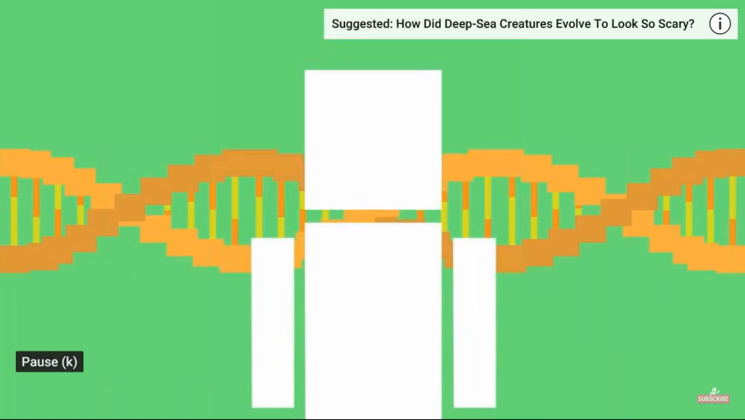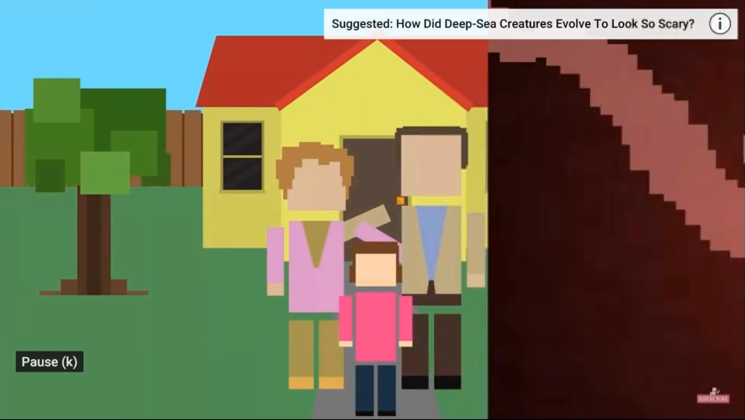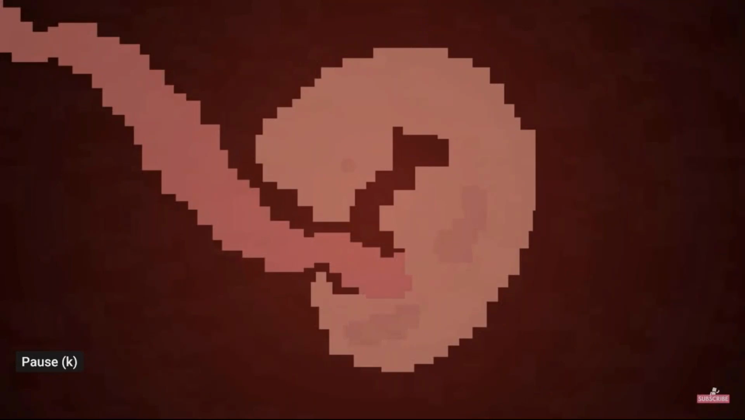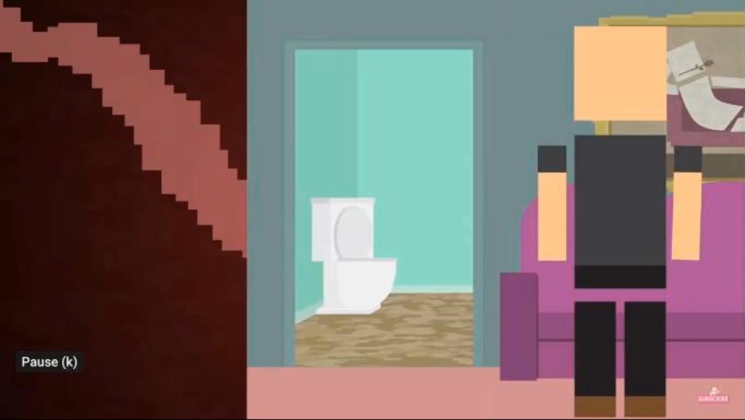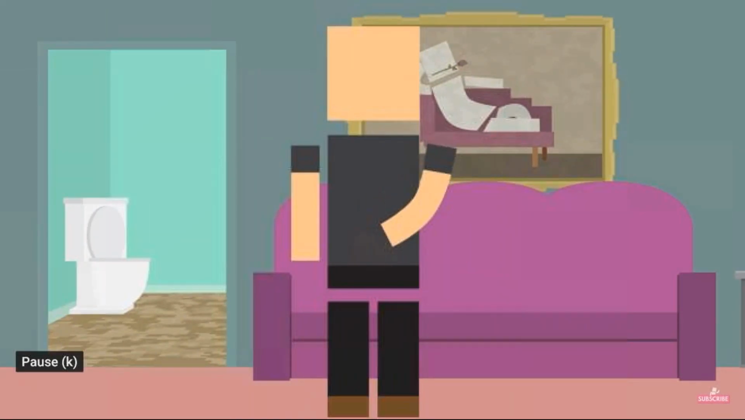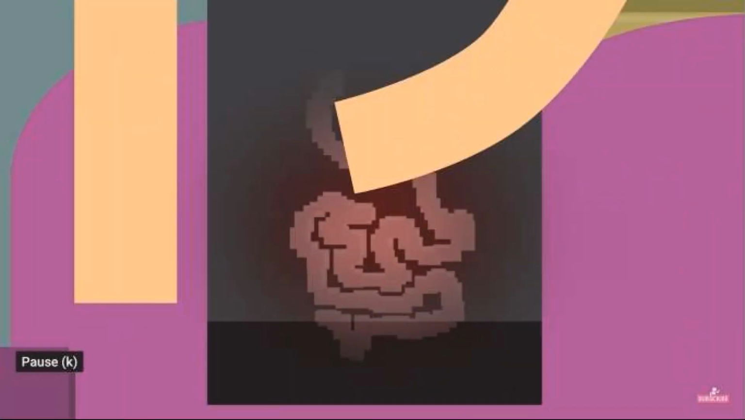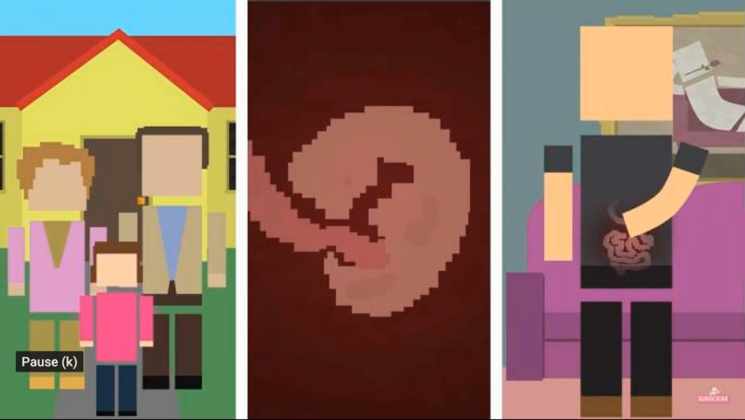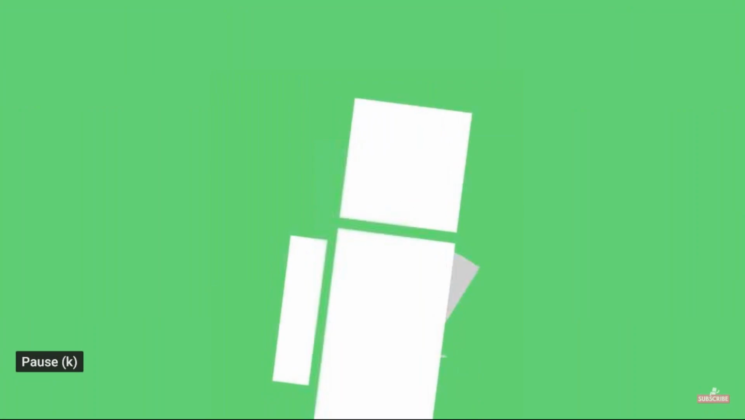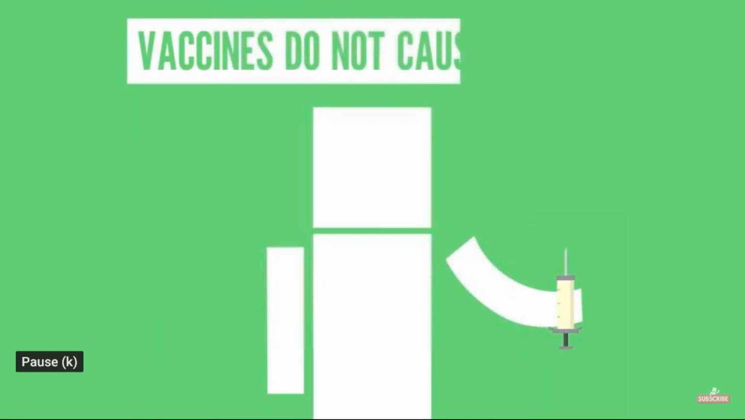Other possible causes include having older parents, being exposed to high levels of testosterone in the womb, and having complications during pregnancy or birth. It may even have something to do with gut bacteria, since many autistic people have gastrointestinal issues. But most likely, it's a combination of many factors. The one thing scientists know for sure is that vaccines do not cause autism.